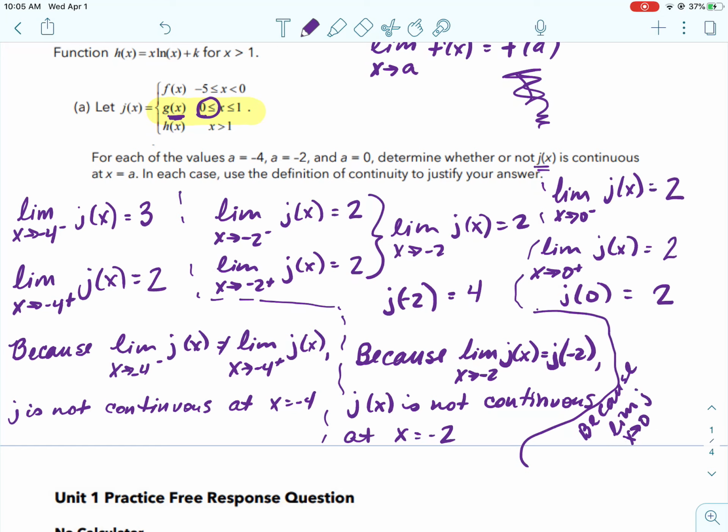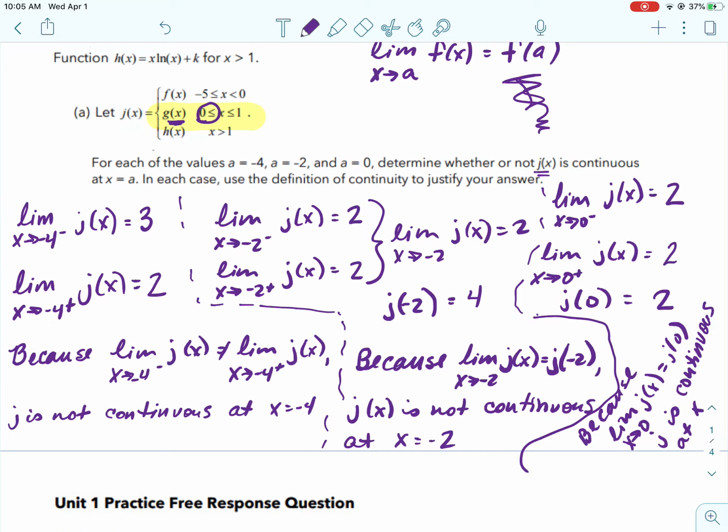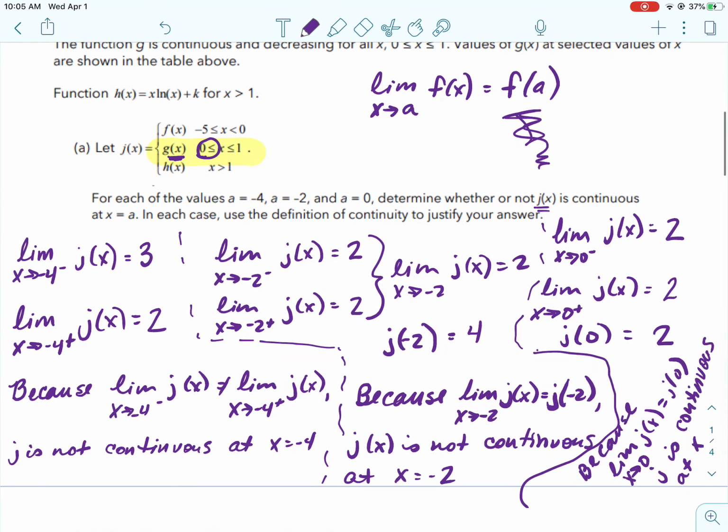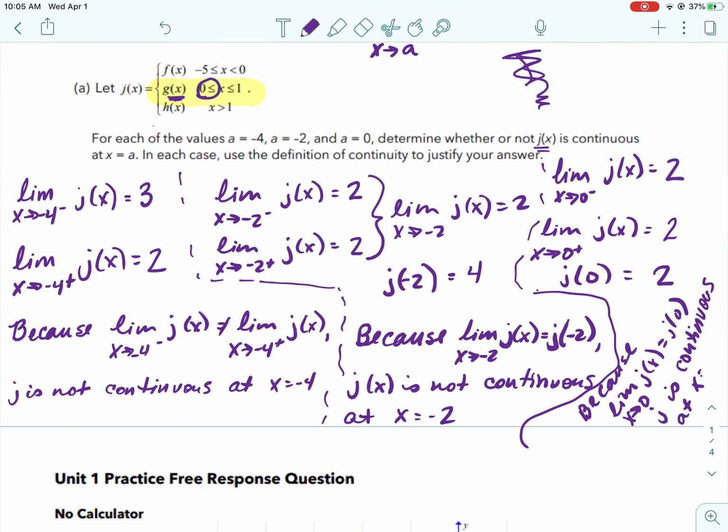So I don't have a lot of room, but I can squeeze it in here. So we would say that because the limit as x approaches 0 of j of x equals j of 0, j is continuous at x equals 0.